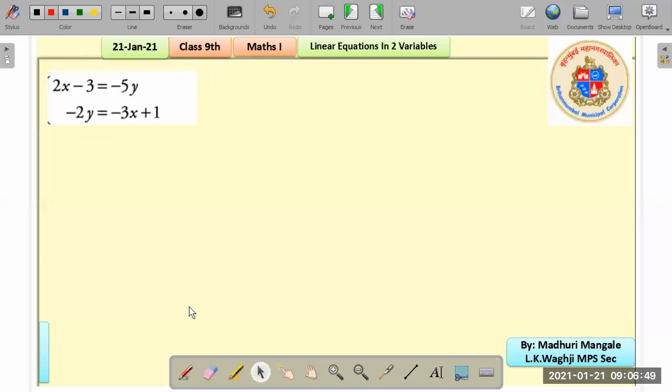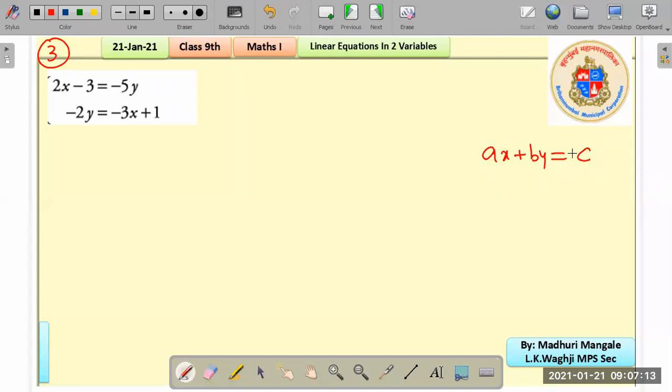So here, this is the third question. Now, a very important step here. First, we have to arrange the equations in standard form. And what is the standard form? It's ax plus by equals c. We have to get it in this form.